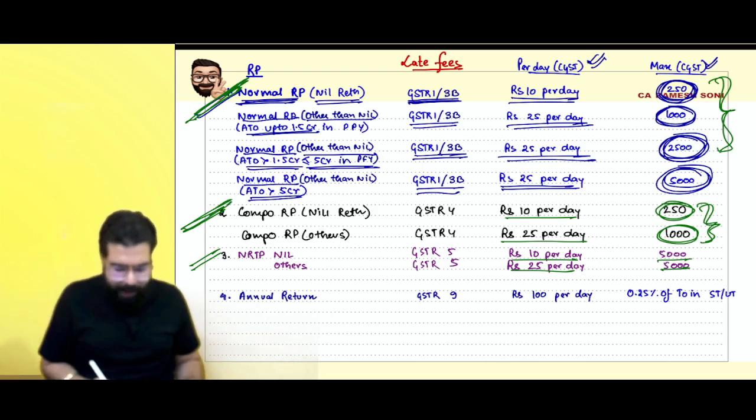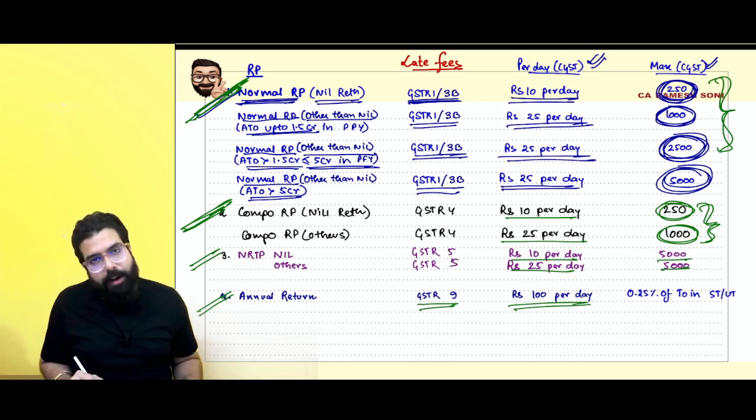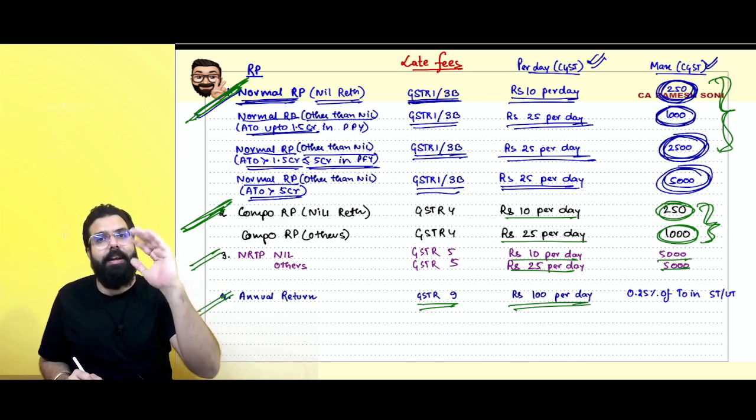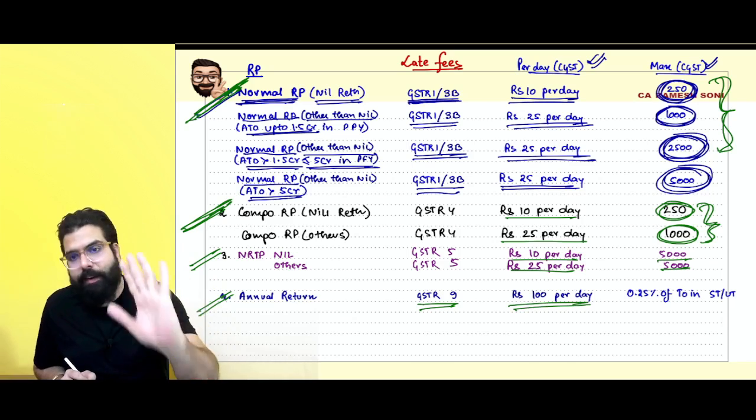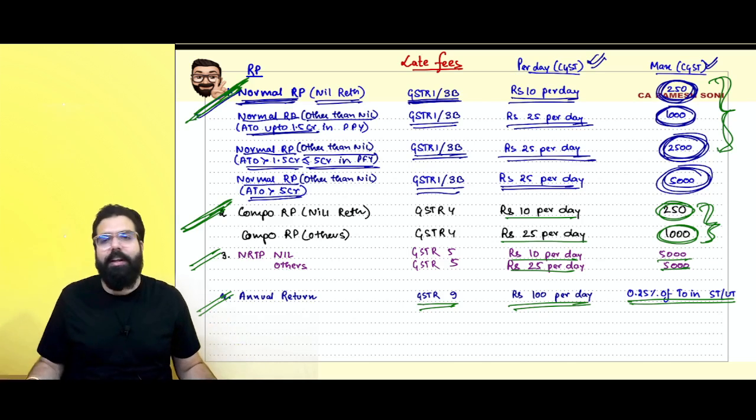Done, sir. Sir, annual return late fee, just for your knowledge, I have gone ahead and told. Annual return is GSTR 9. Late fee is rupees 100 per day. Same late fee is still remaining. Under CGST 100 rupees, under SGST also 100. Maximum late fee is 0.25% of the turnover in state or UT.